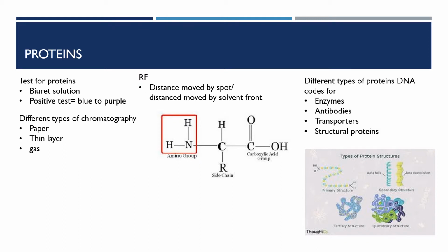Now, what are the different types of protein DNA codes for? Well, you have enzymes, antibodies, transporter proteins, and structural proteins.